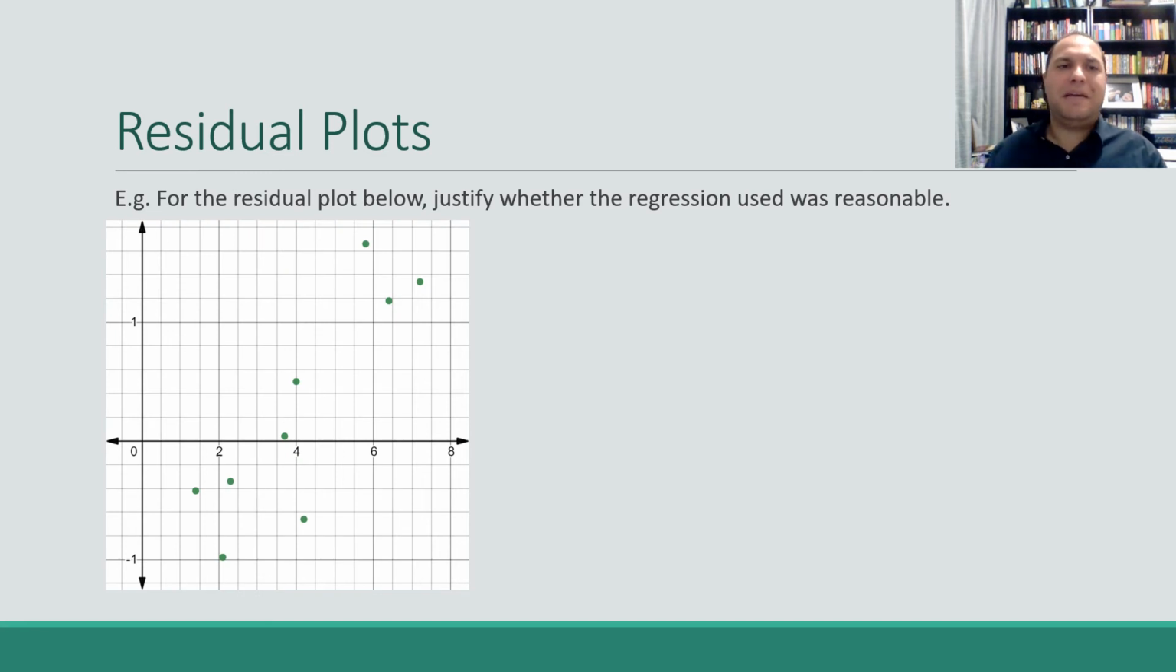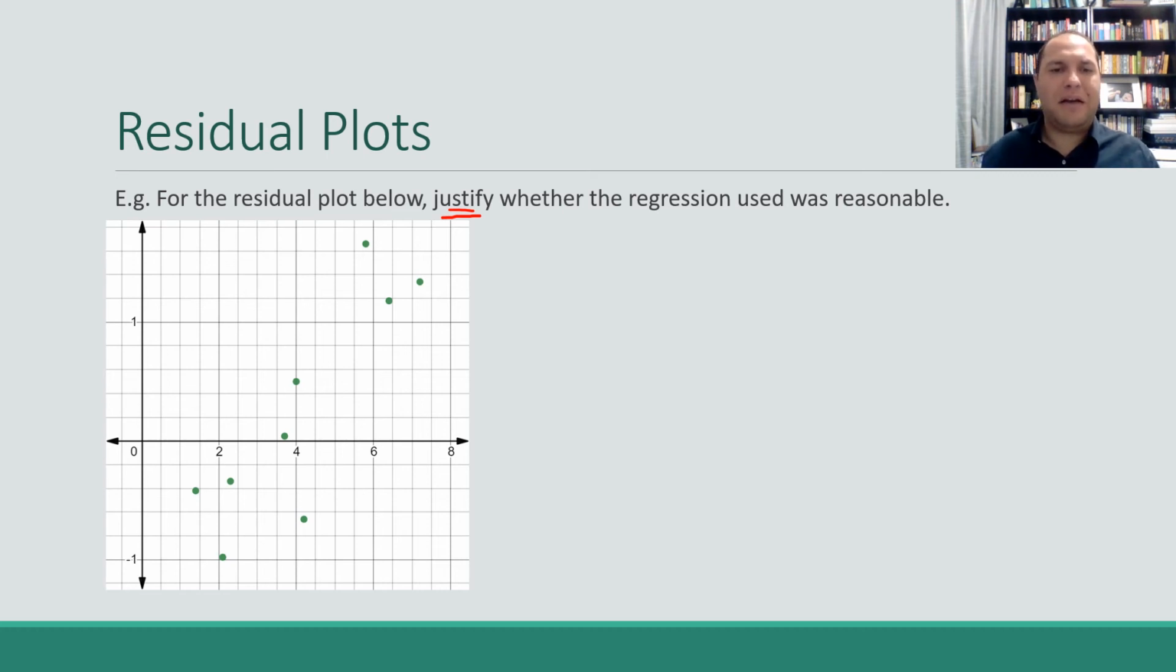All right, so let's do some examples. For the residual plot below, justify whether or not the regression used was reasonable. So we're justifying here. So we can't just say yes or no. We need to give a reason why.